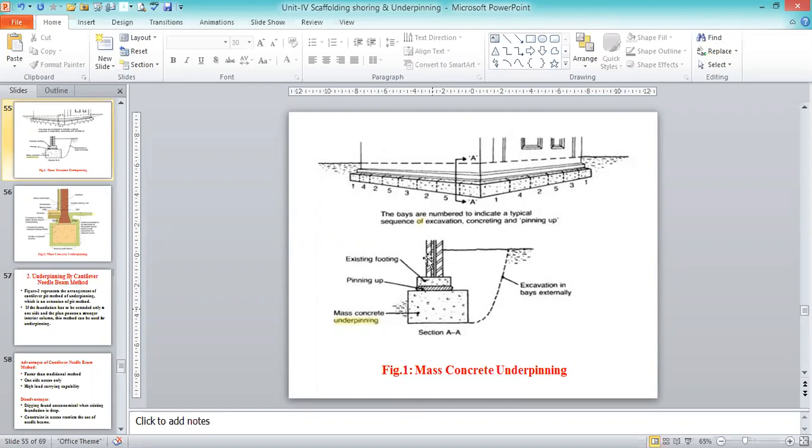Above that you can see this is the existing structure, and below that the existing footing. Then we are going to provide the pinning up. This is going to be called a joint, or the extendability. The concreting work is going to be extended.